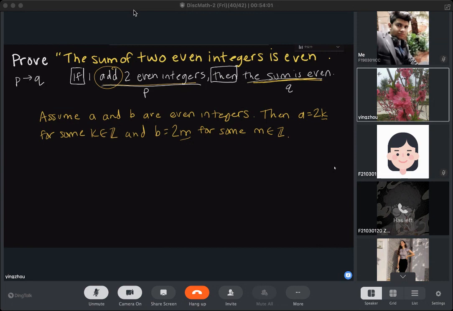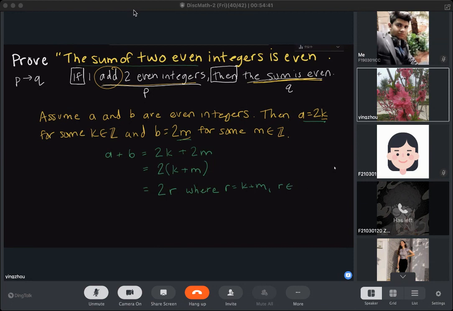Now from here, I'm going to focus on the math part of it. It says I'm adding the two even integers, so I'm going to say a plus b. I'm saying a plus b is the same as 2k, because that's what a was, plus 2m, because that's what b was. Now I can rewrite this as 2 times (k plus m), using the distributive property. And then I can rewrite that as 2r, where r is equal to k plus m, and r is an integer.